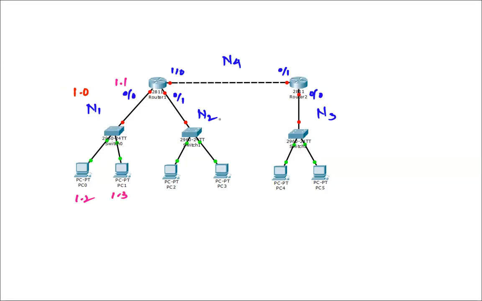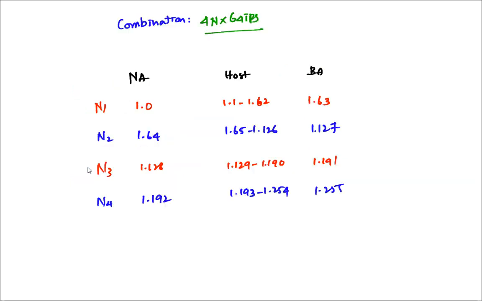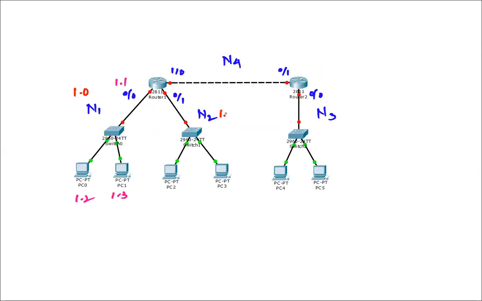Now what is the second network address? 1.64. So this is going to be 1.64, and in that case the addresses are going to be 1.65, 1.66, 1.67. Next, we have network number three over here, so this is the network address. You need to configure this IP here. Next, network number three, which is 1.128. We're going to have 1.128.